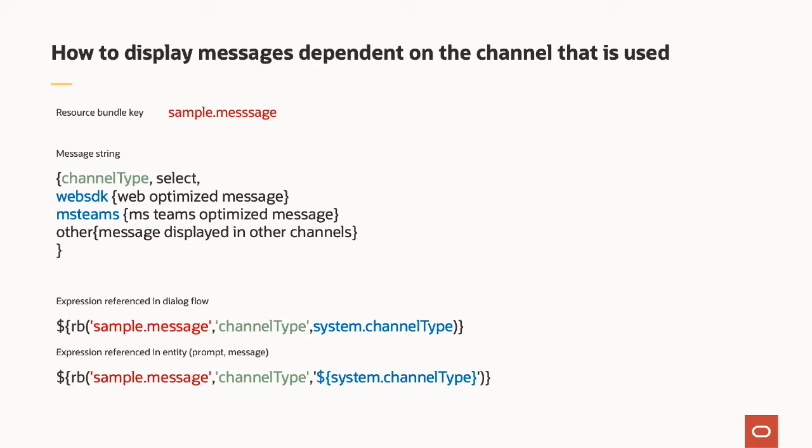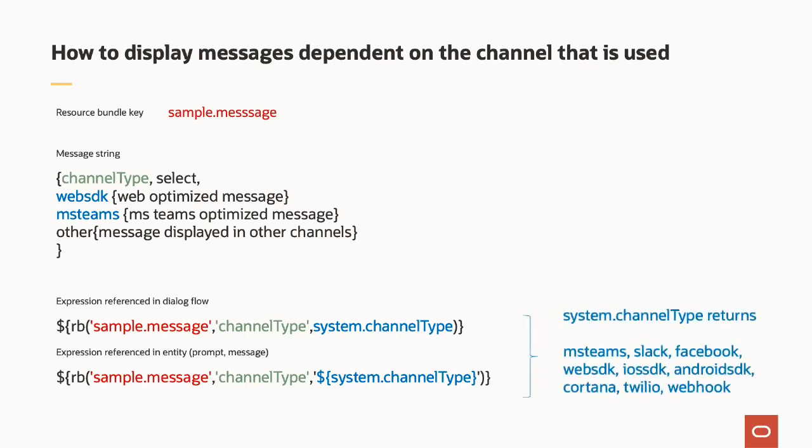where it depends on from where you call it. If you call it from a dialog flow, it's system channel type. You don't need to have a specific separate $ sign. But if, for instance, you reference it from the prompt on an entity, then you would use a single quote and the $ sign again. But the system channel type is a built-in variable that will return values like Web SDK, MS Teams, and that will indicate the channel. So that is one way to use it.